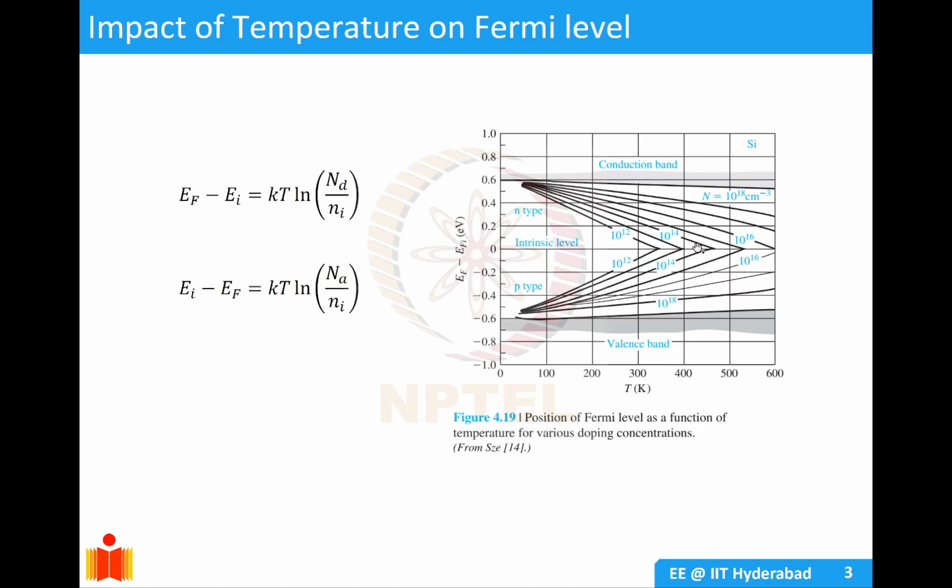So this is how EF minus EI has been calculated for different n values and different temperatures. You can see that they don't change a huge amount, they don't change a lot for moderate temperatures.